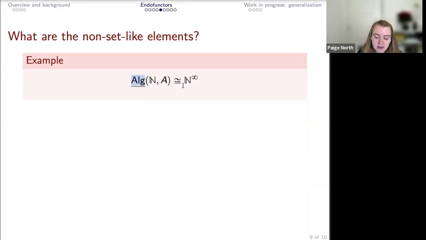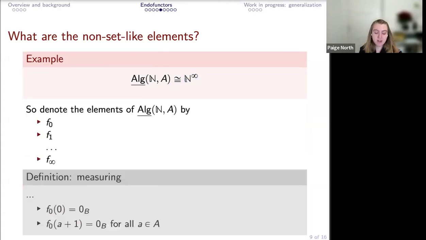Okay, so again, that's the question. I have here this fact from the previous slide. We want to understand what all the elements of this set are. So let me denote them by f sub 0, f sub 1, ... f sub infinity. We know what f sub infinity is, kind of, from the previous slide. Now the question is, what are all the other ones?